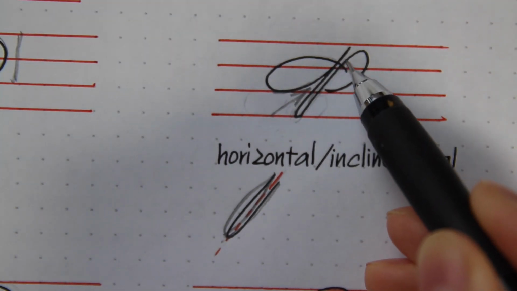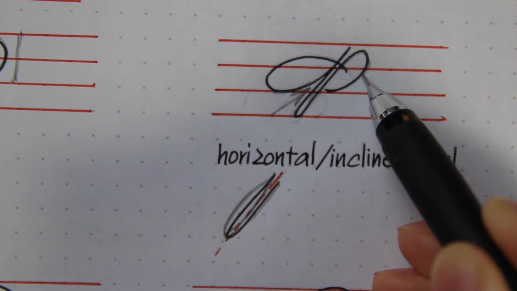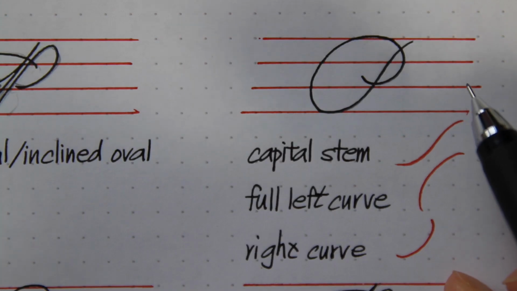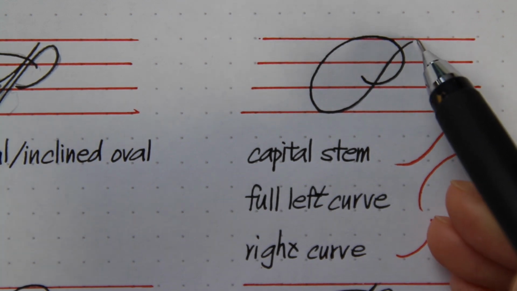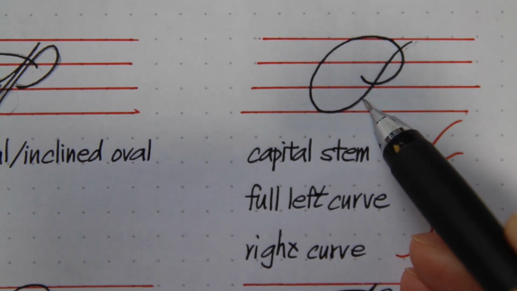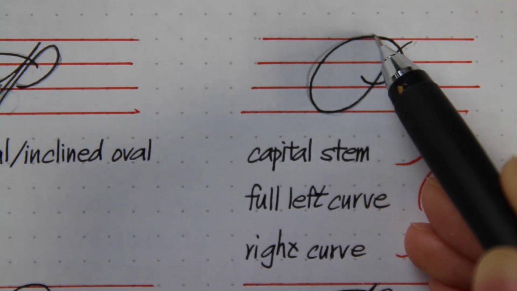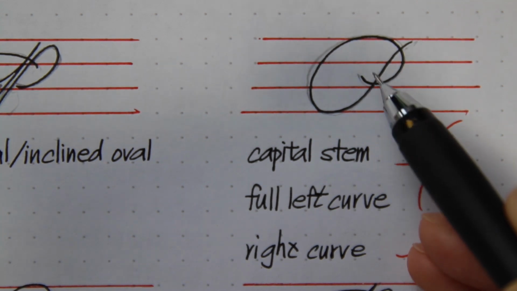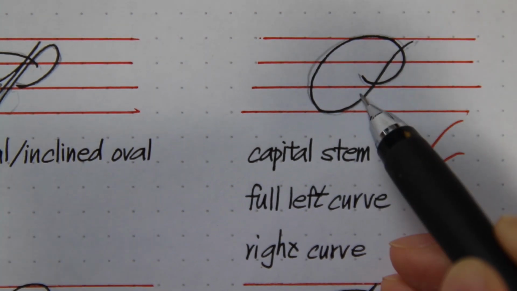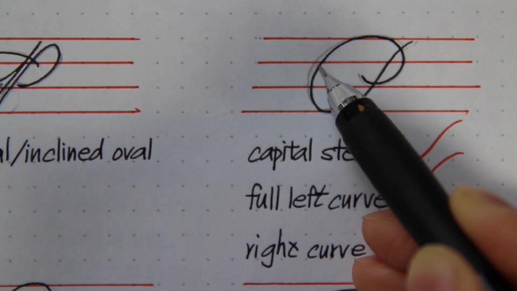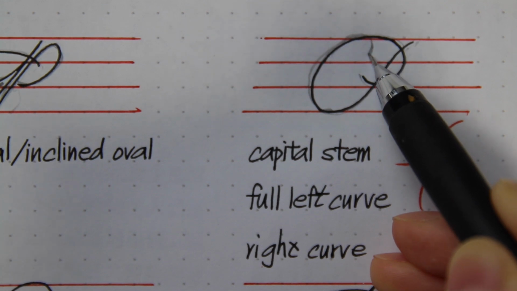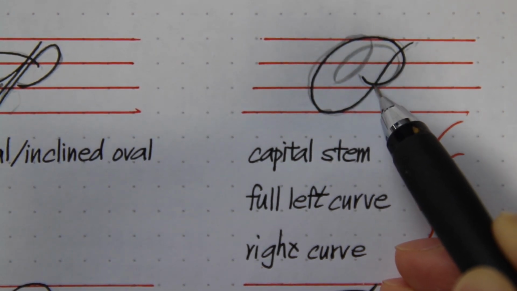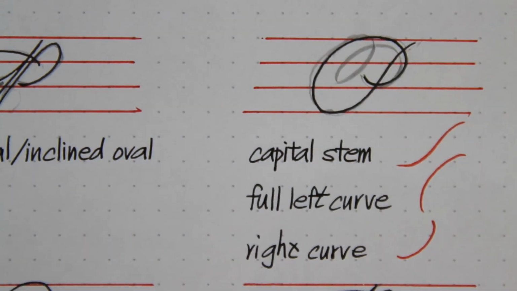When you come up of the left curve, finish with the right curve, and there's your P. This is the traditional version, the capital stem extending into a full left curve and finishing with a right curve, ending the P. So you can certainly elaborate by not making a full left curve, but curving in again to finish the potential curvatures and end like so.